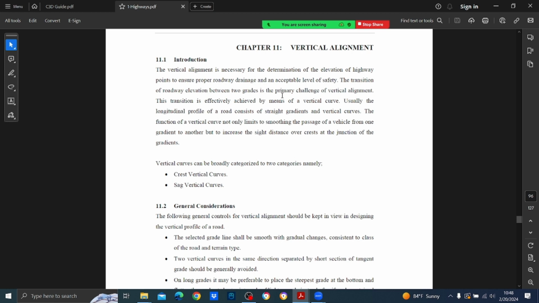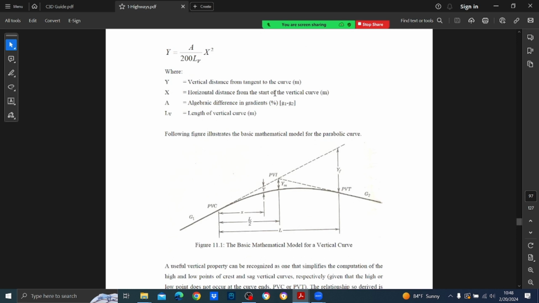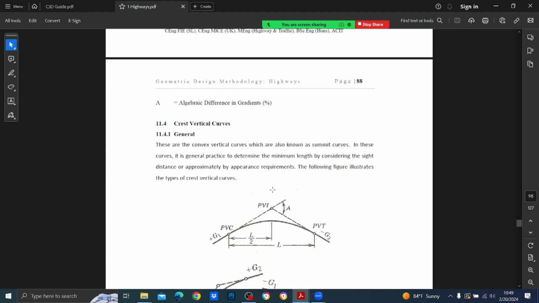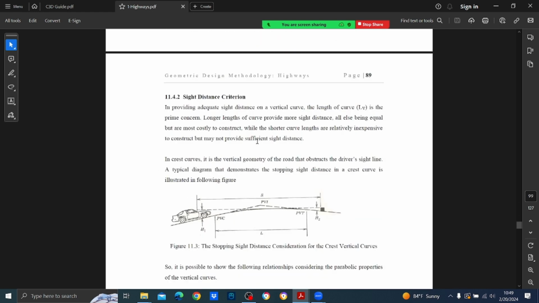And finally, we'll come to vertical alignment. Now what you have to understand about vertical alignment is, in horizontal alignment we are having straights and horizontal curves. Here we are having vertical curves. The vertical curves are parabolic. Horizontal curves are, of course, circular, right? And there are two types of curves in vertical alignment. One is crest curve like this, and the other one is sag curve.